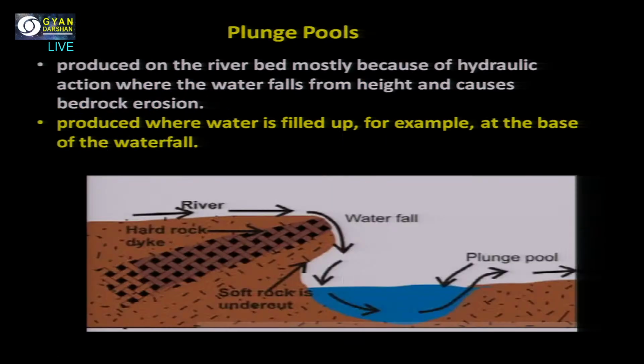Then another landform is the plunge pool, which is produced on the river bed mostly because of hydraulic action, where water falls from some height and causes bedrock erosion. As you see in this figure, this is a river which is flowing here, and again there is a break in the topography, and the water falls from the height. Because of that there is erosion of the softer rocks, and this causes development of a plunge pool. So this is produced where the water is filled up at the base of the waterfall.